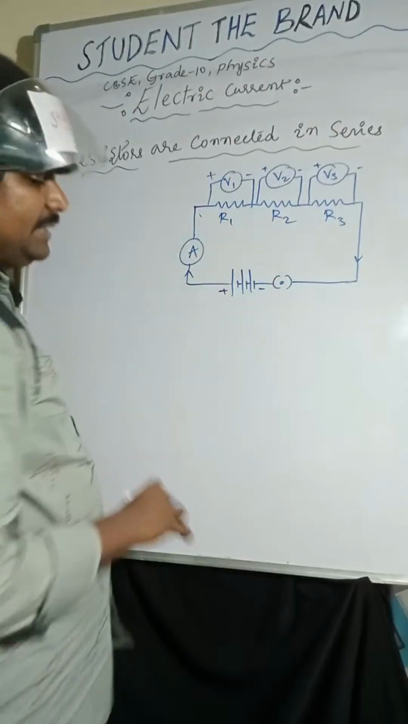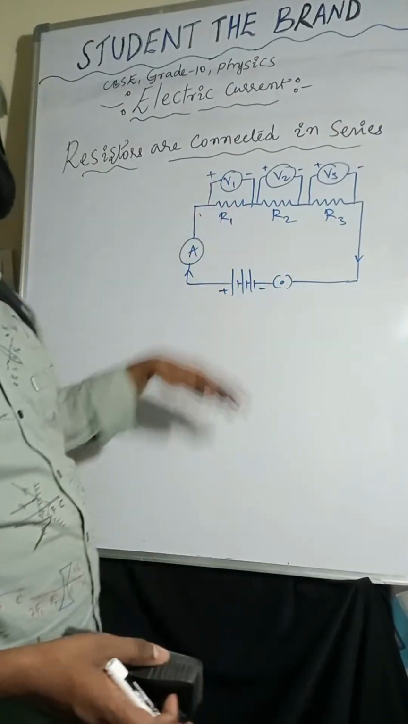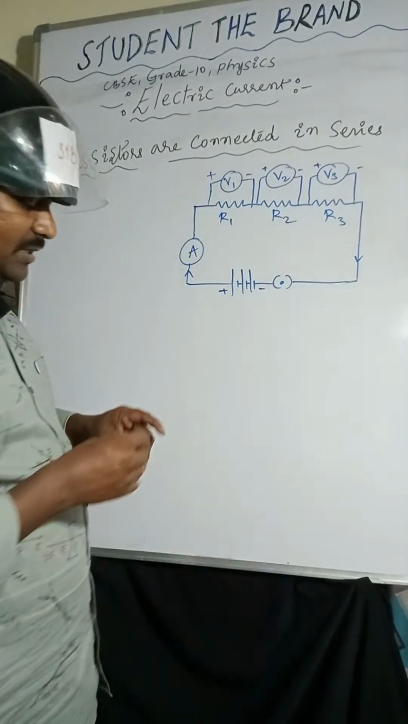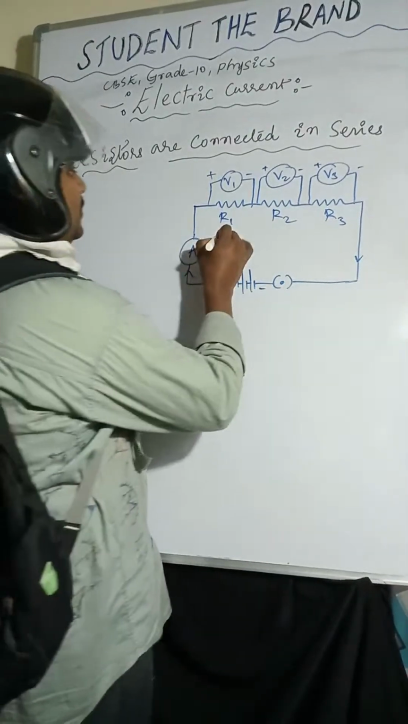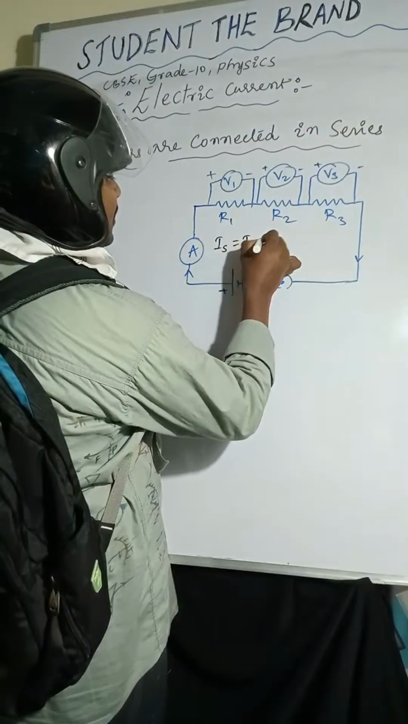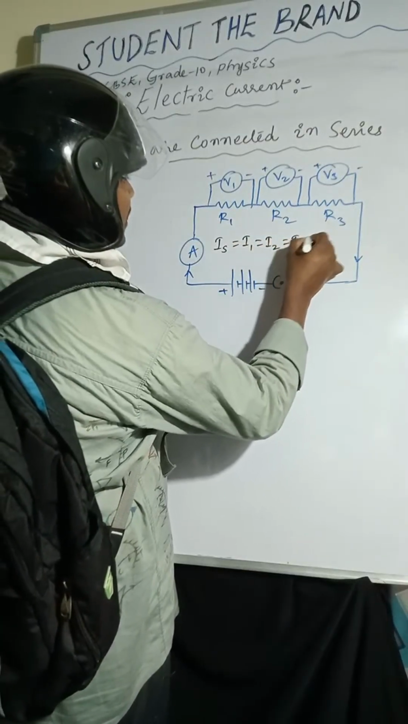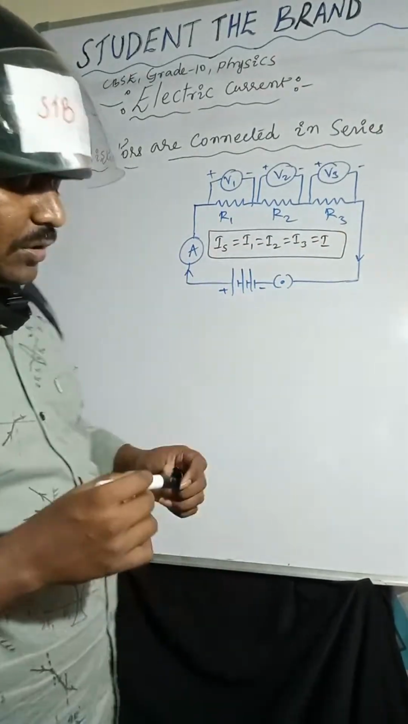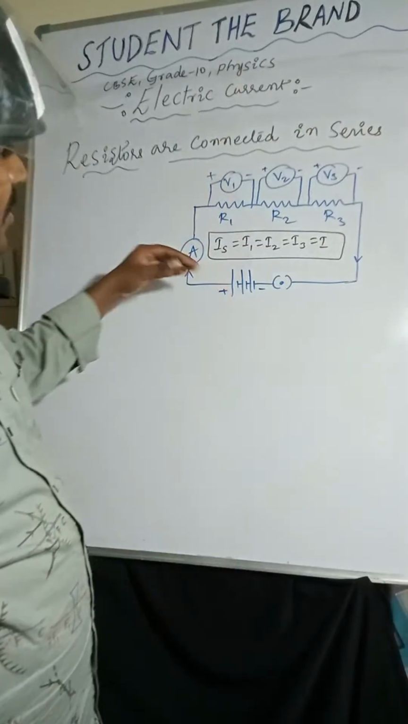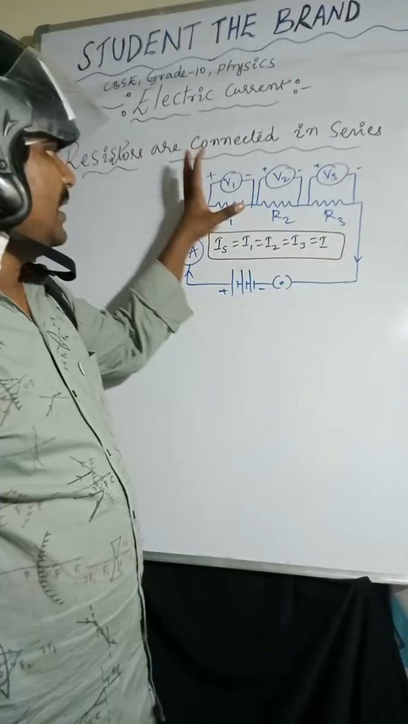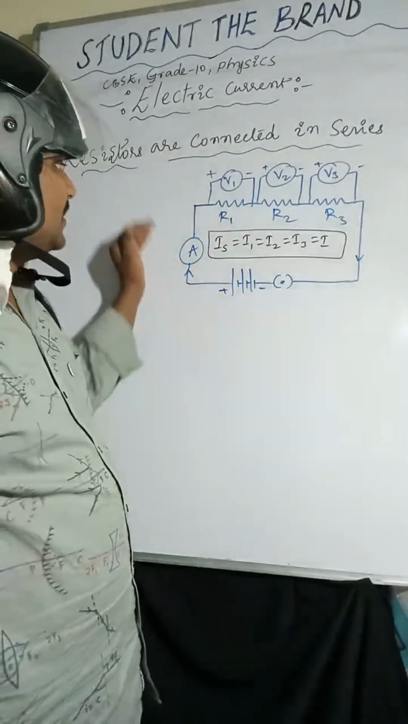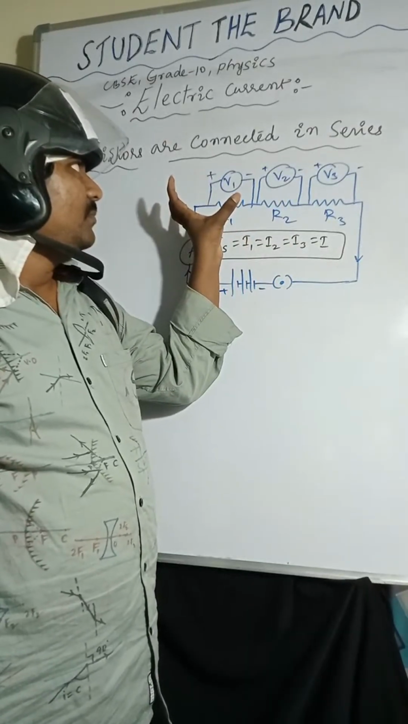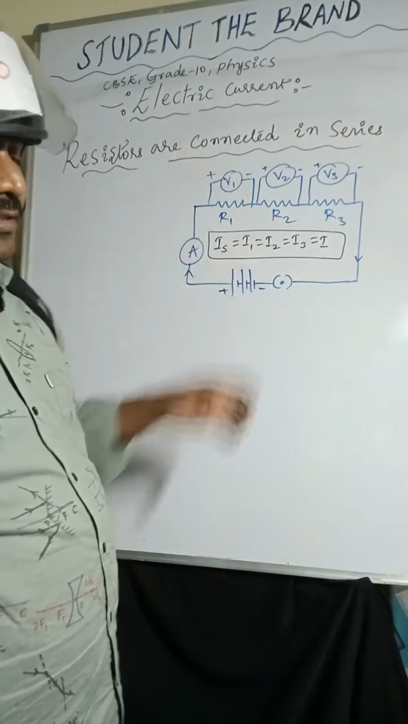Now, in the entire circuit the current is the same. That is I equal to I1, I2, I3 and I. Why am I taking it like this? Because throughout the circuit, whatever current flows from the battery, the same current passes through R1, R2, R3. But the potential difference is different, and the resistance is different.